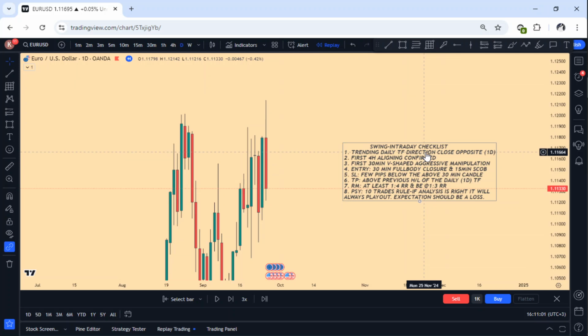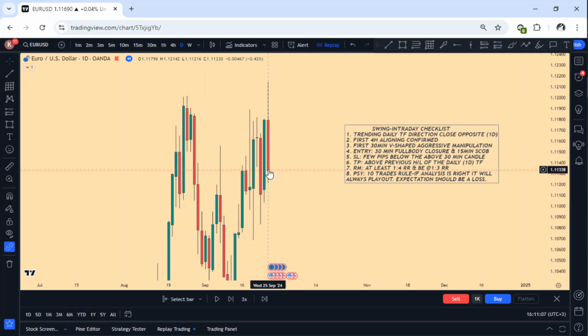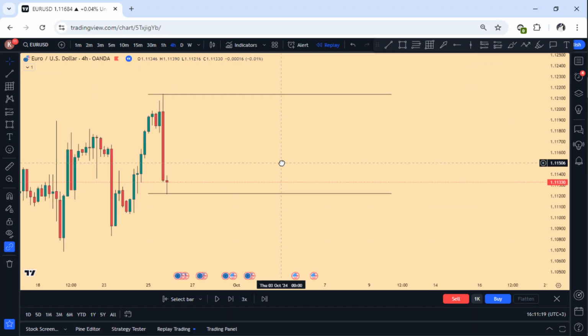Where is the full body closure? So this is the full body closure in the opposite direction. As you can see, the market is buying, then all of a sudden we have a down trend. So you can mark that, the high and the low. It's okay. And then next is 4 hours to align. So you wait for the first 4-hour alignment so that you can get the best entry.